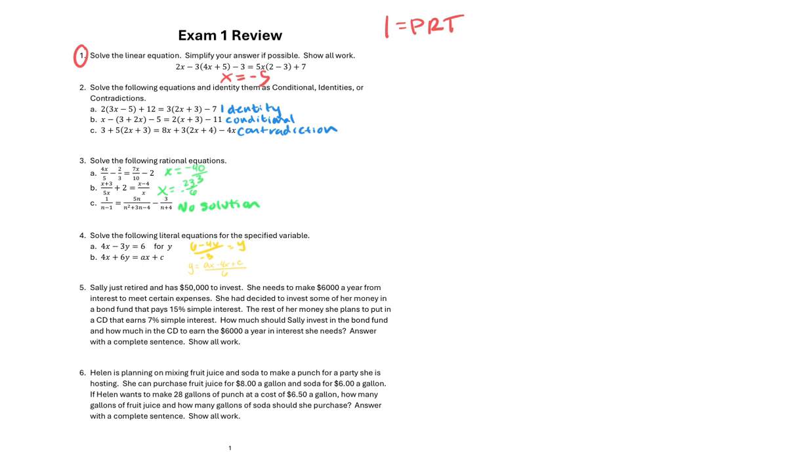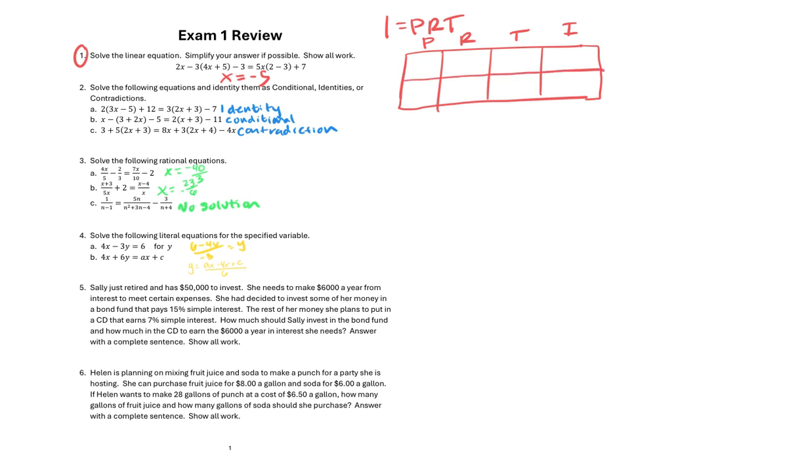And so also we need to think about we have two different accounts here. So we're going to set up a little table. On this side I'm going to have I, I'm going to have P over here, I have R, and I'm going to have T. So we have two accounts. So step one, we know our time. She says she wants $6,000 a year. So each of these is going to be 1 for a year. Our rate, we know one of our rates is 15%, so 0.15. And the other one is 7%, so 0.07.